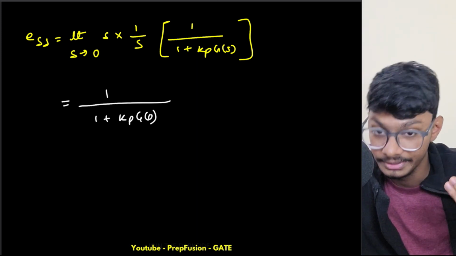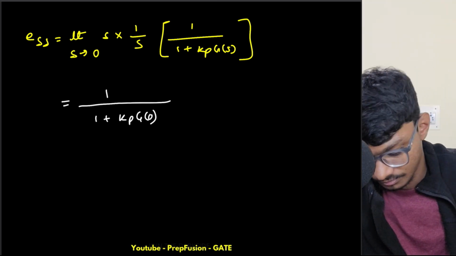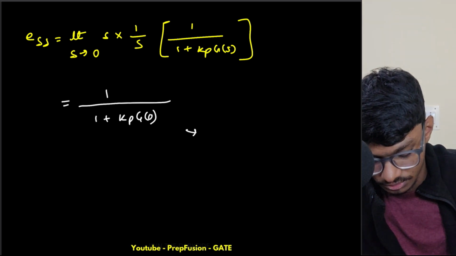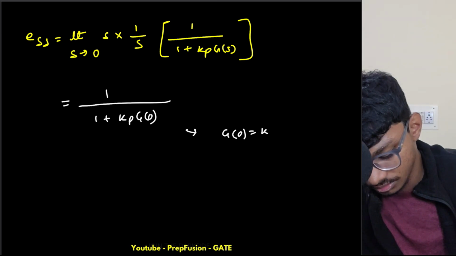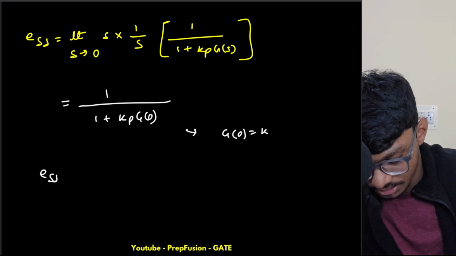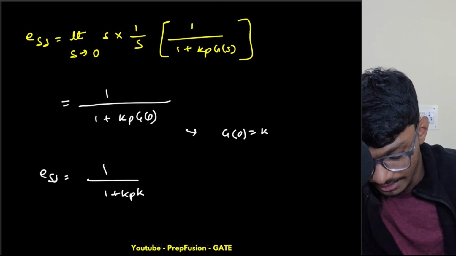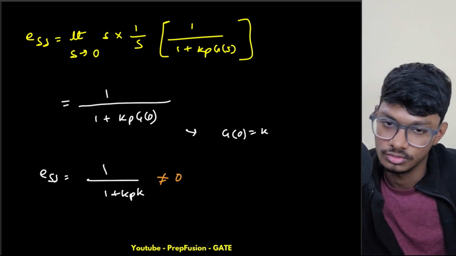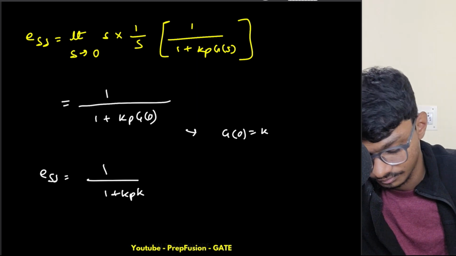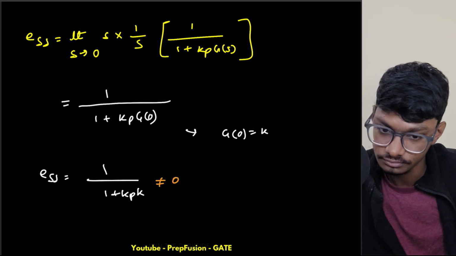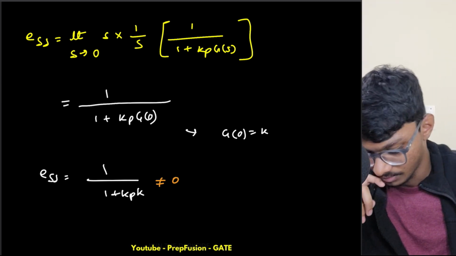Now let me take an example over here. If my G of 0 is some finite value, let me name this as K. K is the DC gain, basically. Then this will become ess equals 1 divided by 1 plus KP K. So can it ever go to 0? No, it can only go to 0 when my KP is infinity. Not for any real value of K not equal to 0, hence proved. From here my steady state error can never go to 0 for a proportional controller.